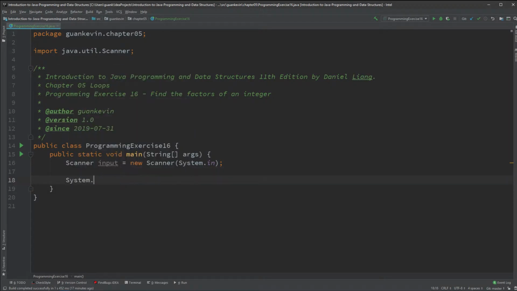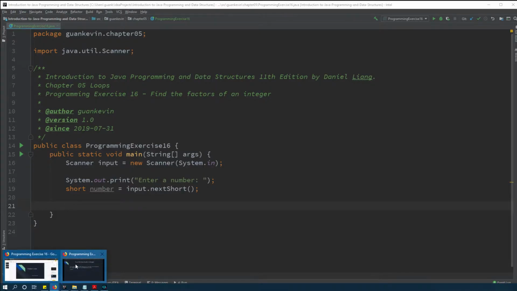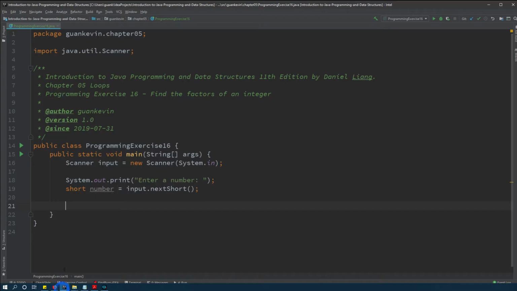Now we have our scanner, and we're going to ask the user to enter a number. Let's store that number in a short value: short number equals input.nextShort. Now we're going to use a loop to do what we did here, which is to constantly divide this number that we're given and see if it comes out evenly. The best type of loop to use in this case will be a while loop.